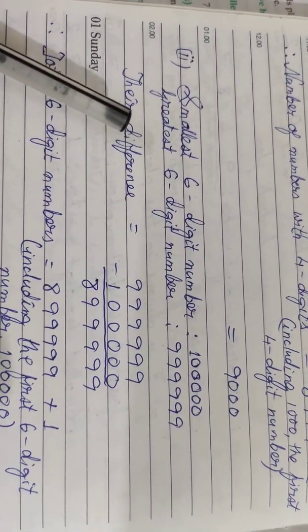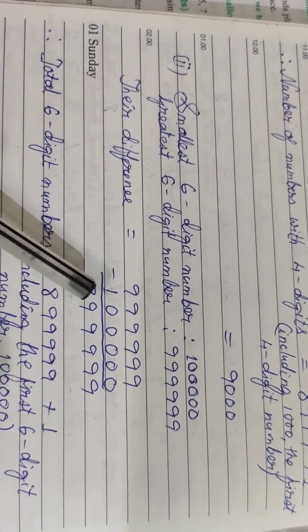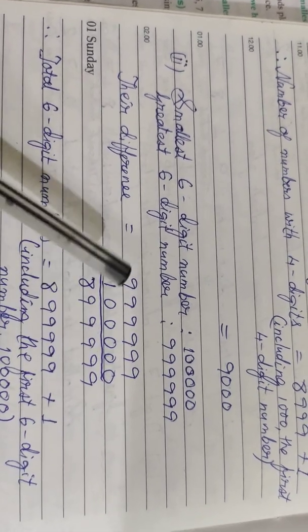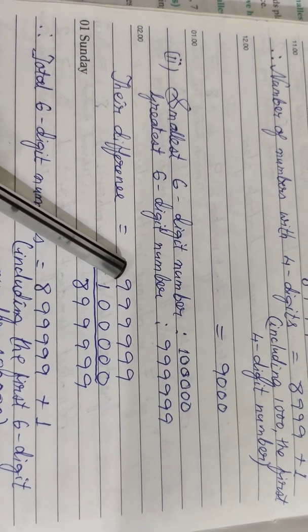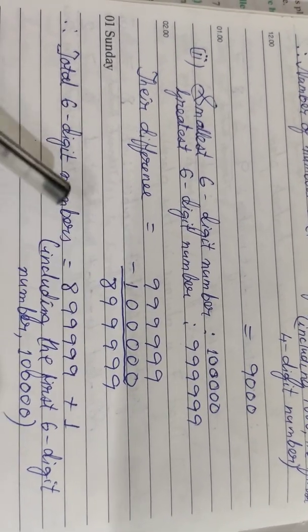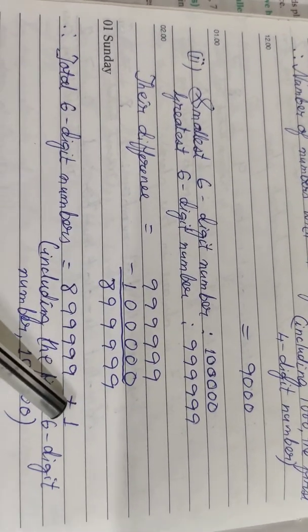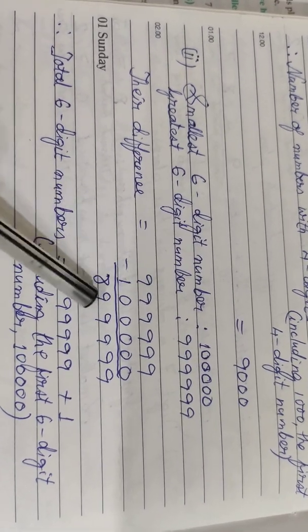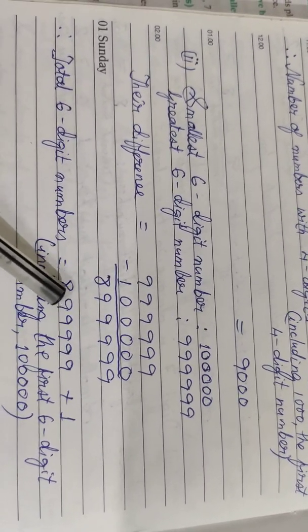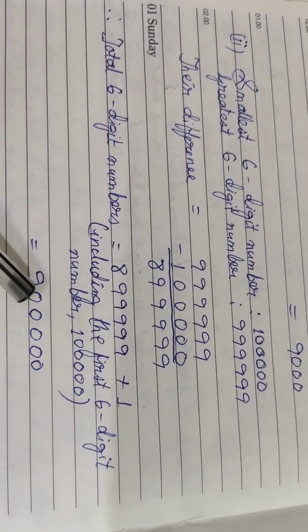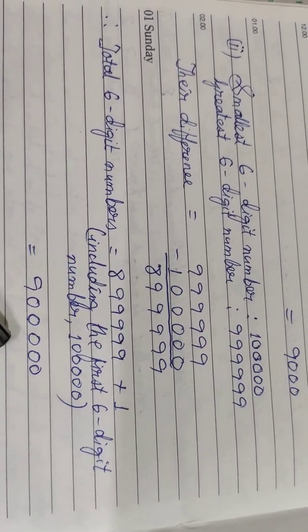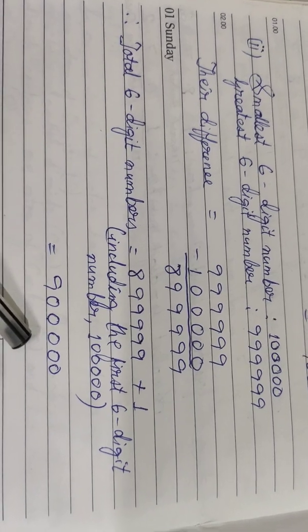So same thing we are doing. The greatest minus the smallest, we get this. But we are not counting the greatest number, right? While we are doing minus. So in order to know the total number of 6 digit numbers, we have to add 1 to this difference. So 899999 plus 1, that is total. These many 6 digit numbers are there in all.